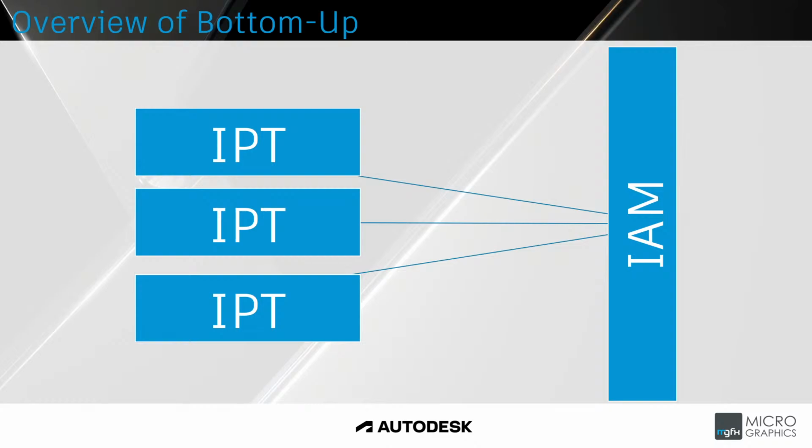Now, if we look at an overview of bottom-up designing, bottom-up design is a method of product development where individual components or parts are created first, and then these are assembled together to form larger sub-assemblies and eventually the complete product. This approach starts with the smallest, most fundamental parts and builds upwards to create the final system. We start creating all our individual parts and then we utilize the assembly environment to create our assembly.